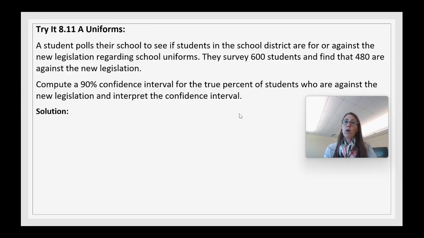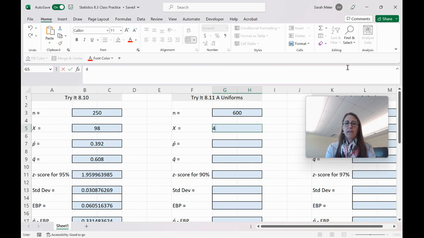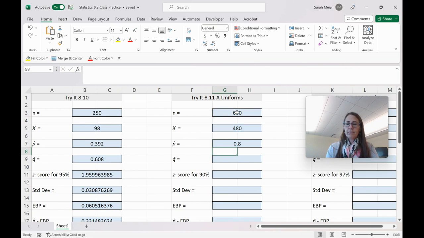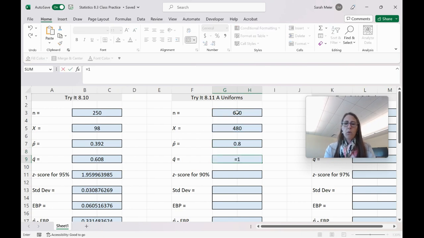How many were for uniforms? Actually, sorry, we're looking at 480 are against because we want to know the true percent of students who are against the new legislation. So 480 are against. The number is the same. I just said it wrong, so I just wanted to make sure I clarified that. So p hat is going to be 480 divided by 600. And then q hat is going to be 1 minus p hat.